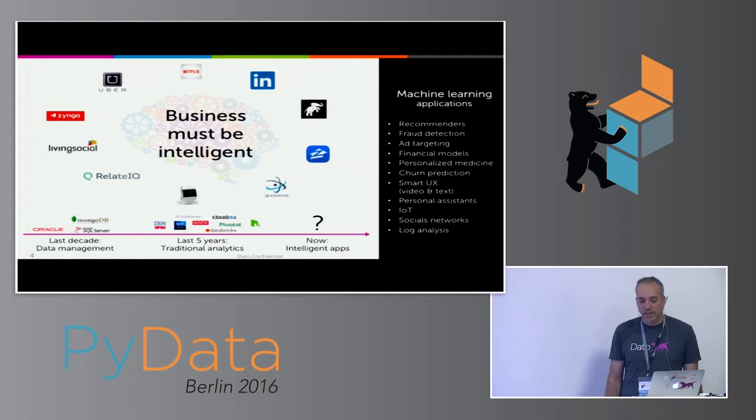We have a lot of types of applications, and I'll show you many of them today. Some examples are recommenders, fraud detection, which is cyber-related, ad targeting, and so on.